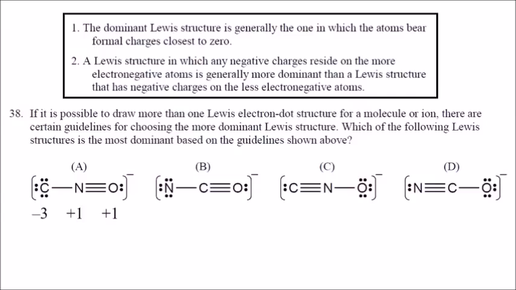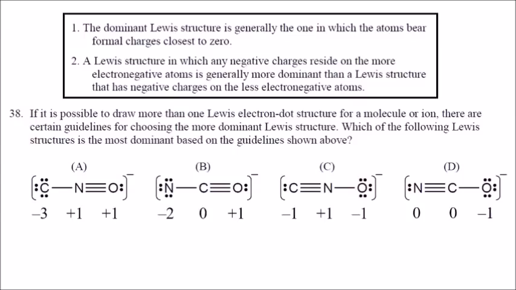If we do the same thing for the other choices, we have for nitrogen, 5 minus 7 is negative 2. Carbon, 4 minus 4, 0. And oxygen, 6 minus 5, positive 1. For choice C, carbon, 4 minus 5, negative 1. Nitrogen, 5 minus 4, positive 1. And oxygen, 6 minus 7, negative 1. And then finally, choice D, nitrogen, 5 minus 5, so 0. Carbon, 4 minus 4, 0.